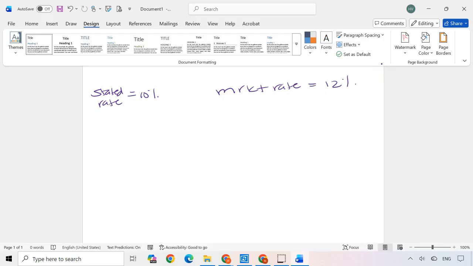So what this says is, if the market rate is higher than the stated rate, that means that I, as an investor, can go out to the market and buy a $1,000 bond, let's just say a 3-year bond paying interest annually, and if I give the company $1,000, I can get $120 per year in interest because it's $1,000 times 12%.